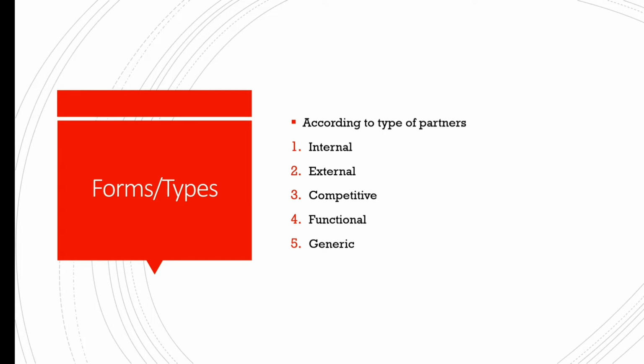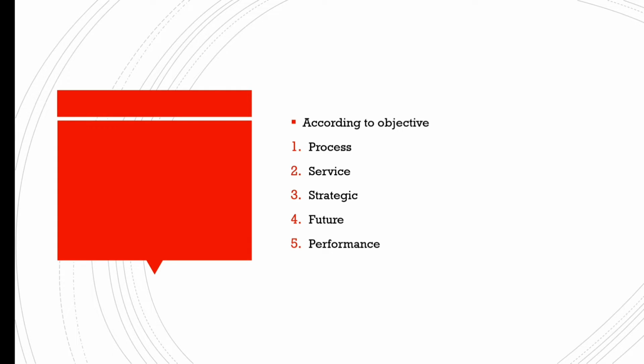These all are the first category according to the type of partners. I think it's clear. Then second one is according to the objectives of benchmarking. According to the goal, 5 categories: process, service, strategic, future, performance.